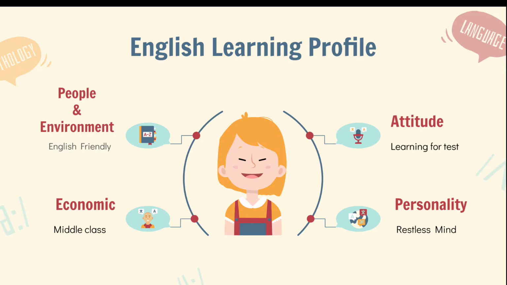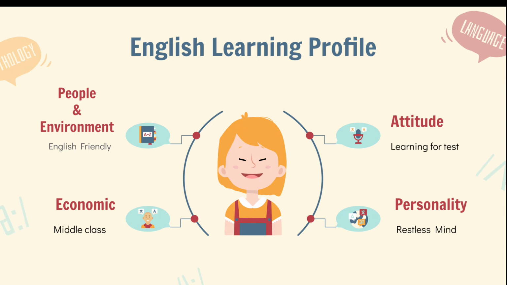I'm going to examine Michael's English learning experience through her learning profile. In people and environment, she lived in an English-friendly environment, but apart from her peers' environment, people in Taiwan are relatively shy about speaking English. In economics, she didn't have problems with money when it came to English learning. In attitude, she learns English for the test only instead of really wanting to apply it in her daily life. And because of her restless mind, English serves as a tool for her to reach out and find news and interesting ideas on the internet.